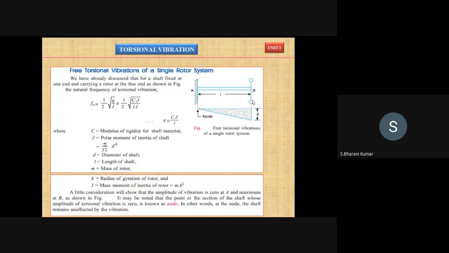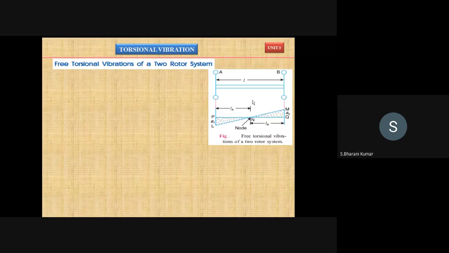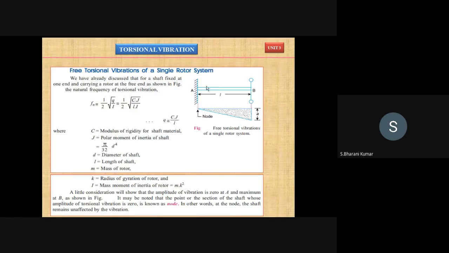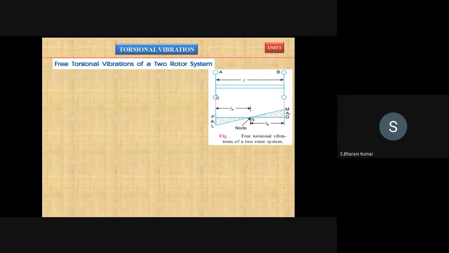We move on to the second thing, called the two rotor system. In a single rotor system, one end is fixed and one end is rotating. In a two rotor system, both ends are rotating. I already gave an example for this also. A good example is a motor and pump: on the shaft, one end is a motor and the other end is a pump. And then this is called a node system diagram.